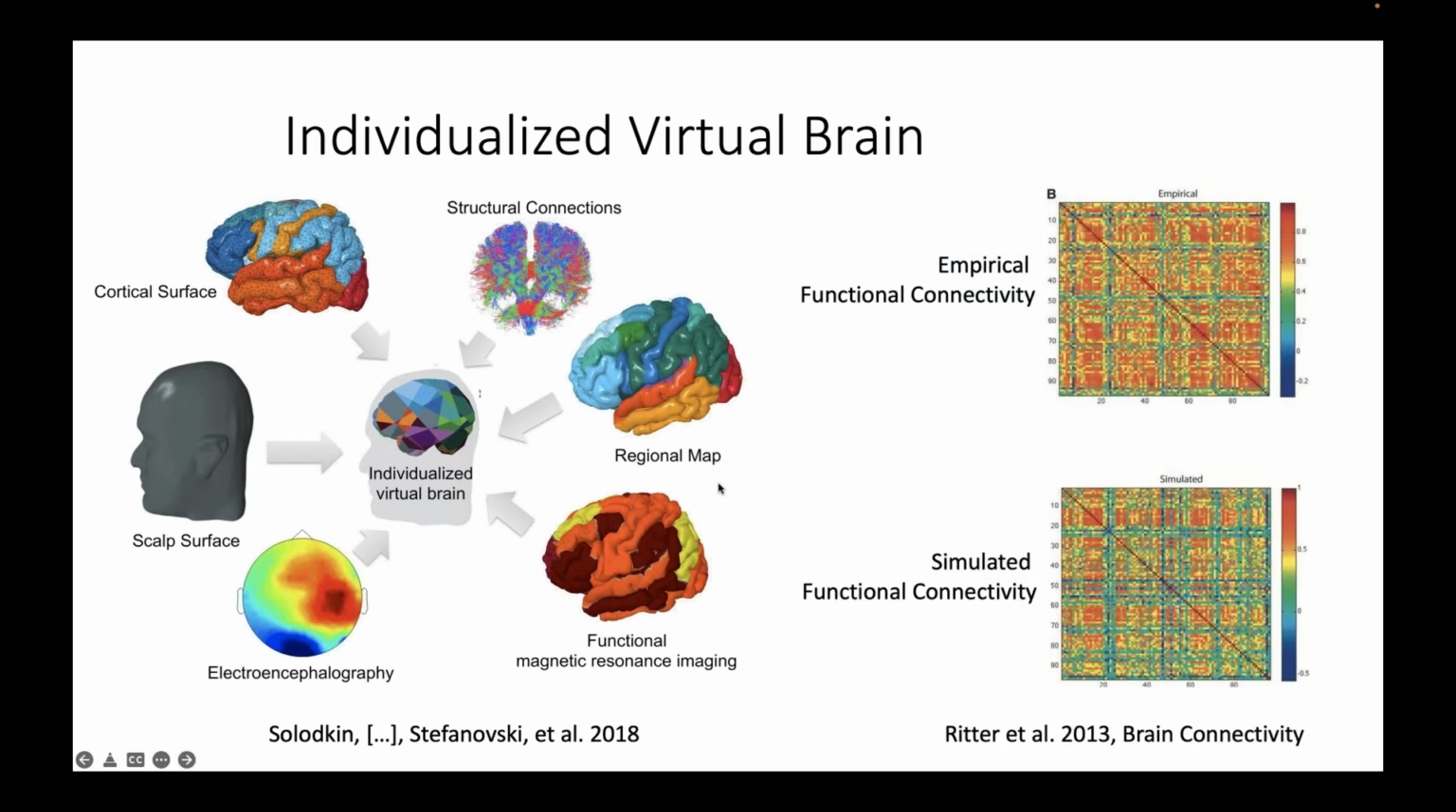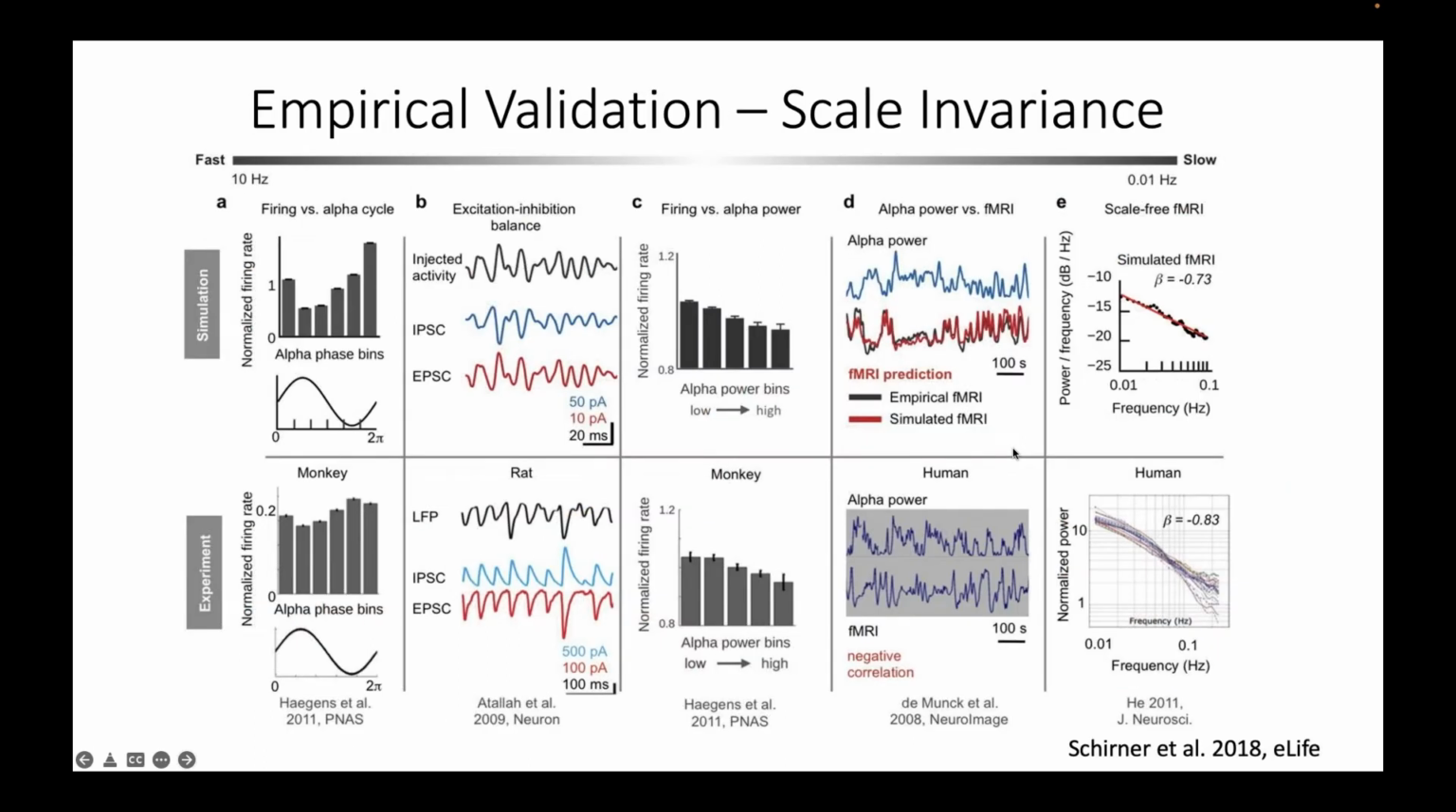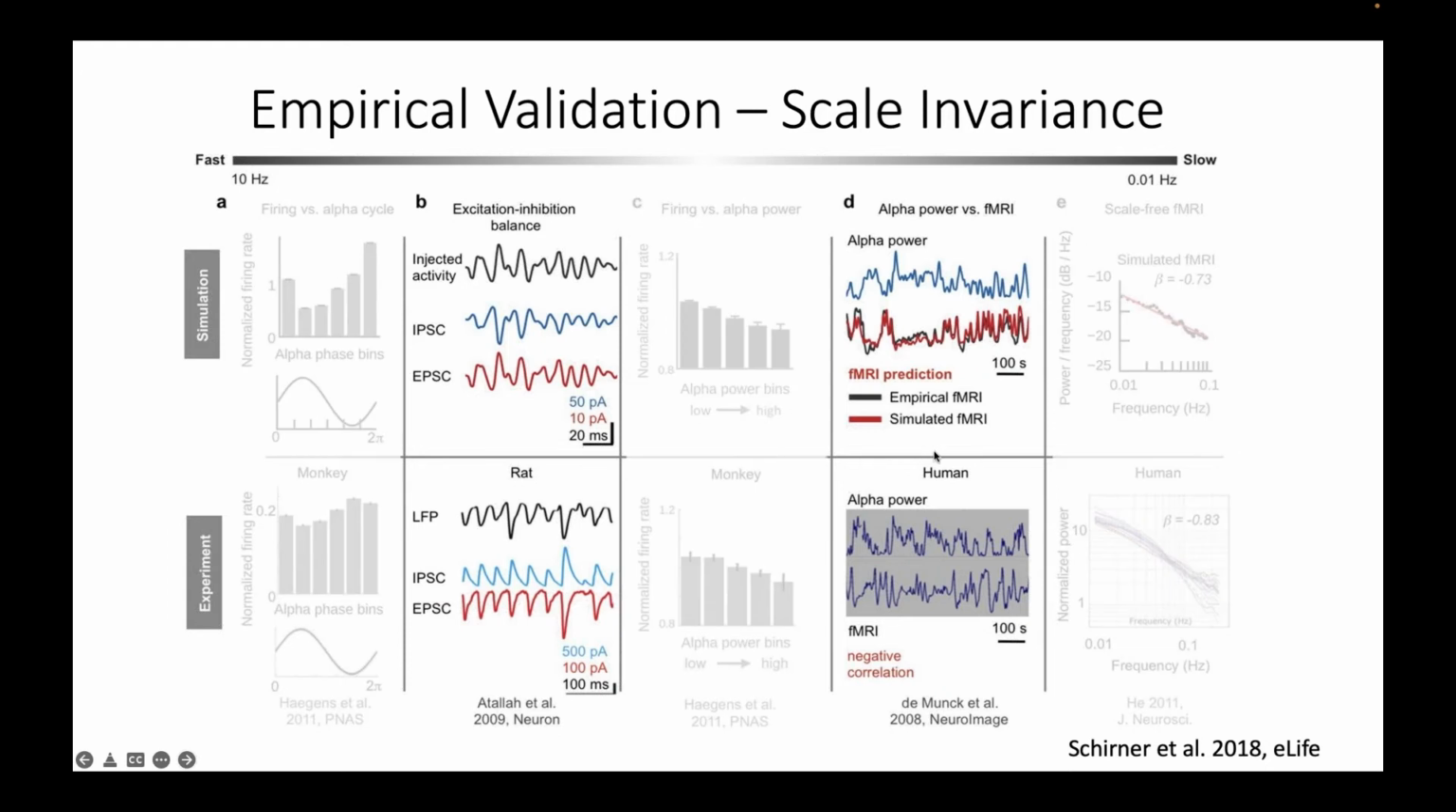So the very first validations have been performed. For example, this early work by Petra Ritter showed that functional connectivity can be reproduced quite easily, and also more complex validations have been performed, for example, by Michael Schirner. In this paper, for example, he showed that different empirical phenomena of various scales can be reproduced in the brain simulation with the virtual brain.